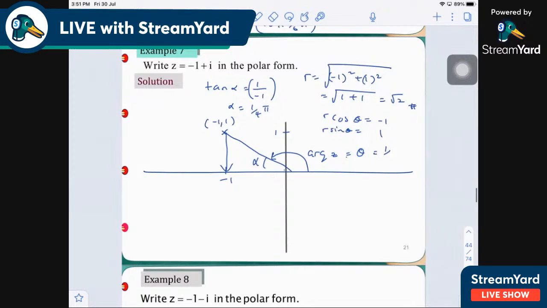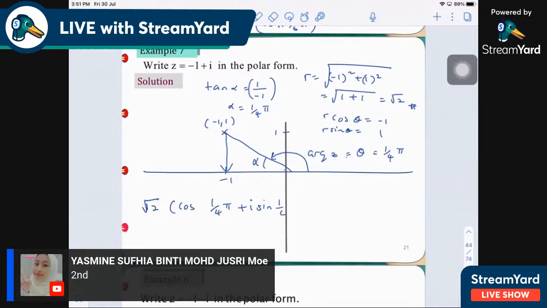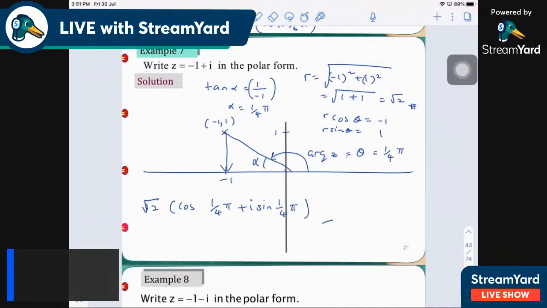To write back in polar form, I write down root 2. Set 2, my mistake. Set 2. So cos 1 over 4 pi plus i sine 1 over 4 pi. Dapat jawapan. So that is our argument over there. Saya harap semua orang faham lah.